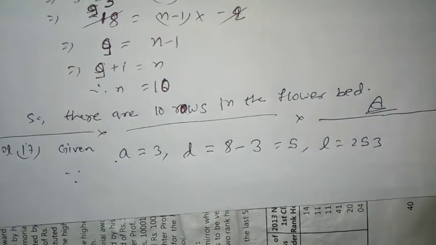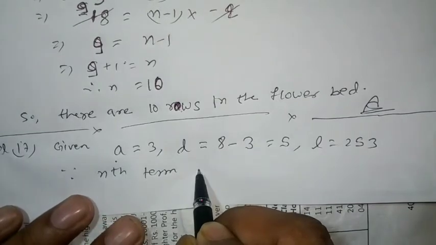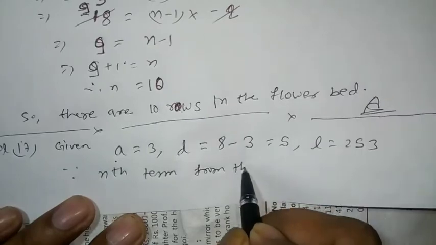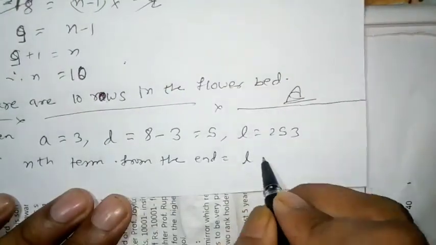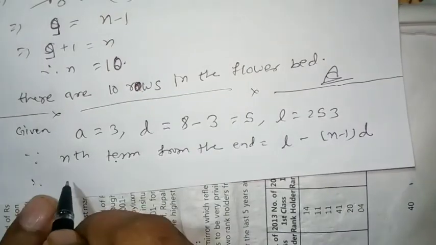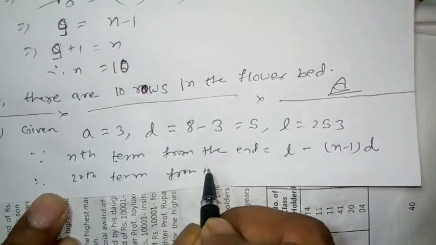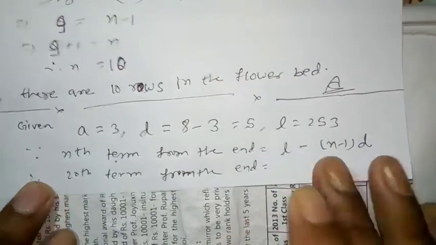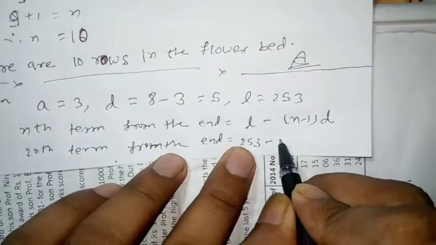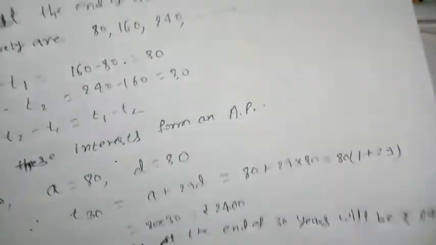Because the nth term from the end is equal to L minus (n minus 1) into D. Therefore, the 20th term from the end is equal to 253 minus (20 minus 1) into 5, which is equal to 253 minus 19 into 5.